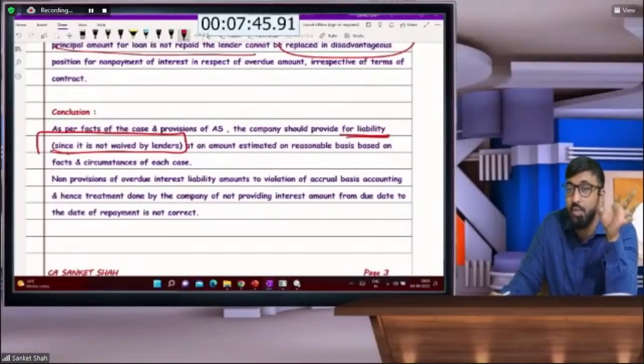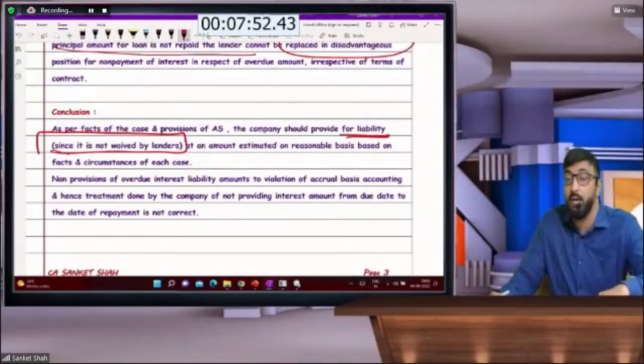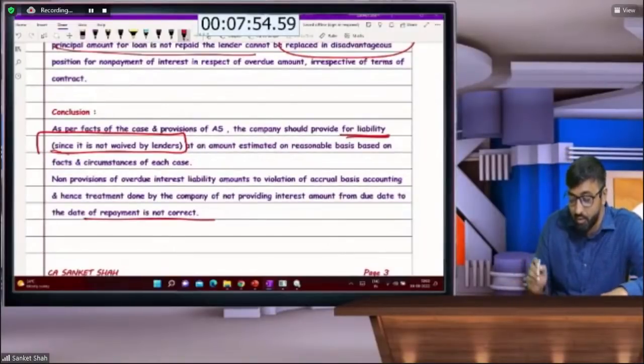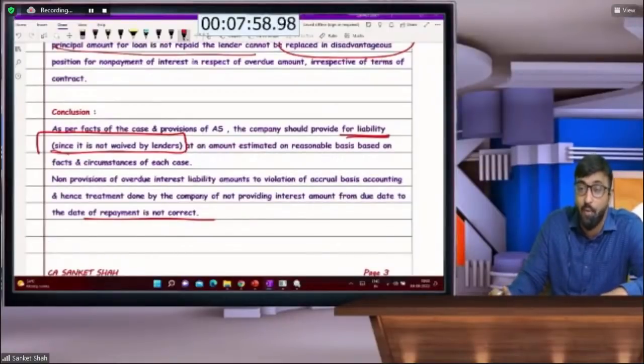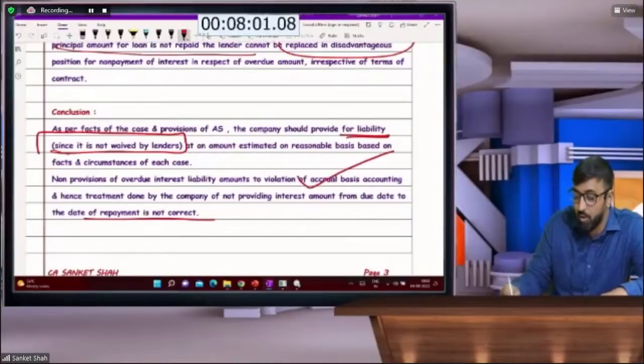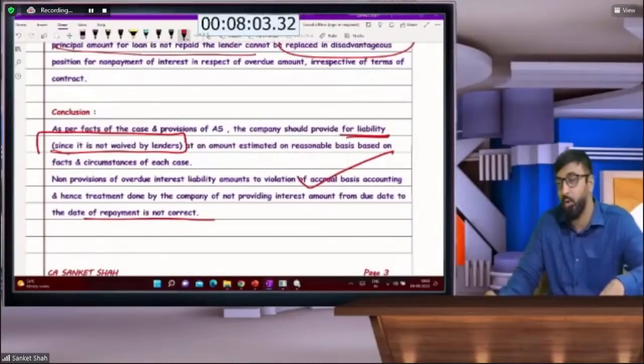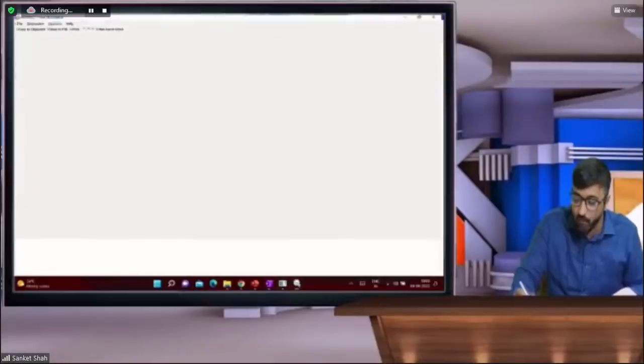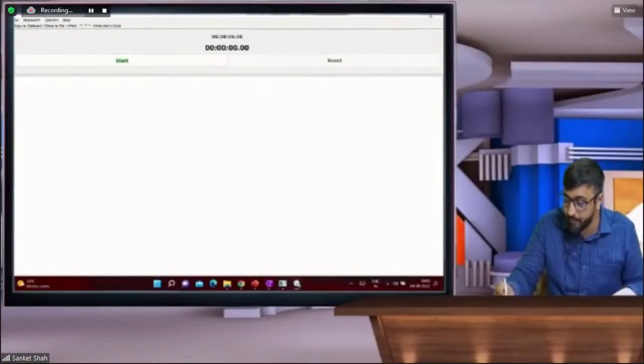In simple language, you have to provide this liability in your books of accounts, and this is the only reason that the company is not following it correctly. Not providing interest from the due date to the repayment date is not correct as per which concept? As per the accrual concept of accounting. So this is all for Accounting Standard 1.